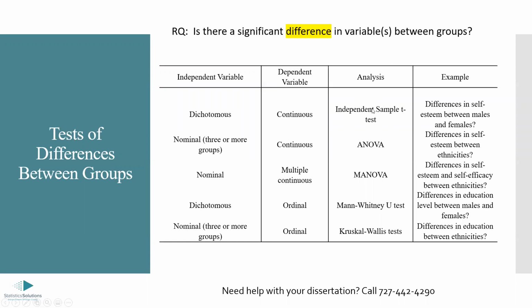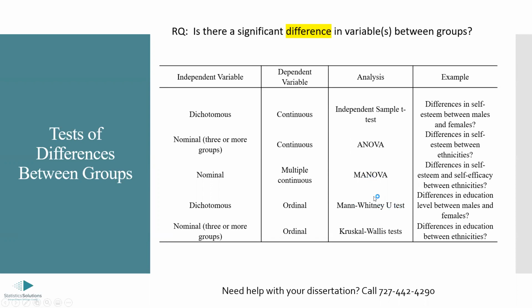We're looking for differences in a variable between 2 groups. However, our dependent variable has an alternative level of measurement. We have a continuous variable for a t-test, and we have an ordinal variable for a Mann-Whitney U.